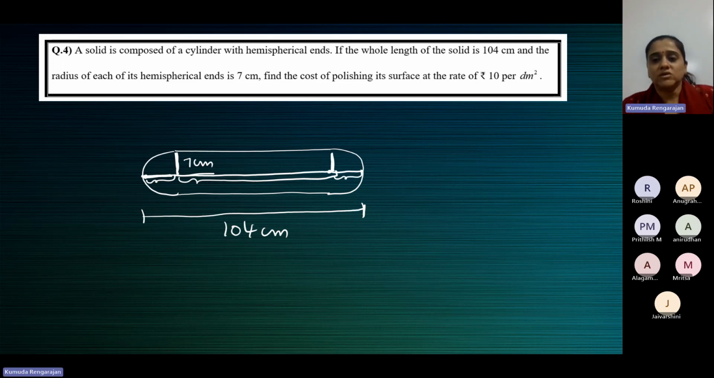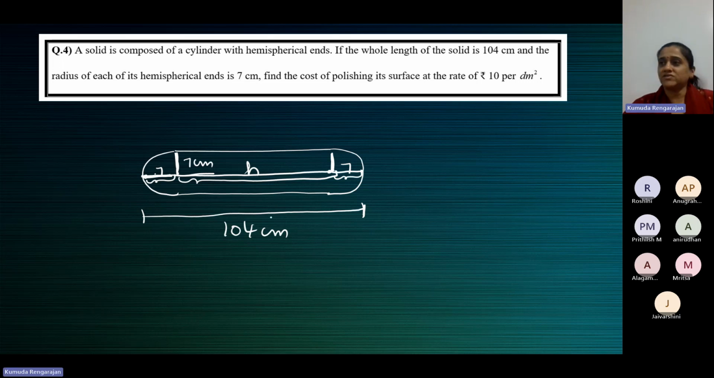Okay. So the whole length is 104 and the radius of each hemispherical end is 7. So this is 7, this is 7. So 7 plus h plus 7 is equal to 104, correct? So you can find h from this. It's 90. That is, the height of the cylinder is 90.